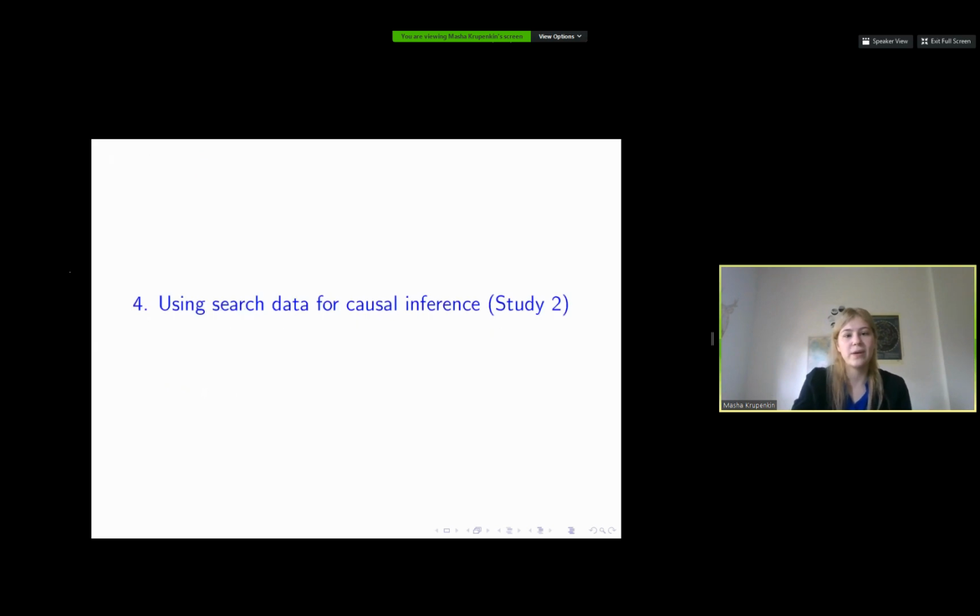So moving on to study number 2. This is the fourth and final portion of my talk, which is using search data for causal inference. This is a paper that's not yet in circulation, and so I'm going to be focusing on a portion of this paper that's most related to this causal inference question.